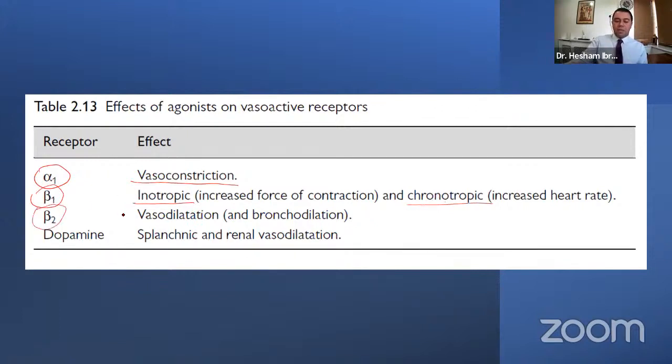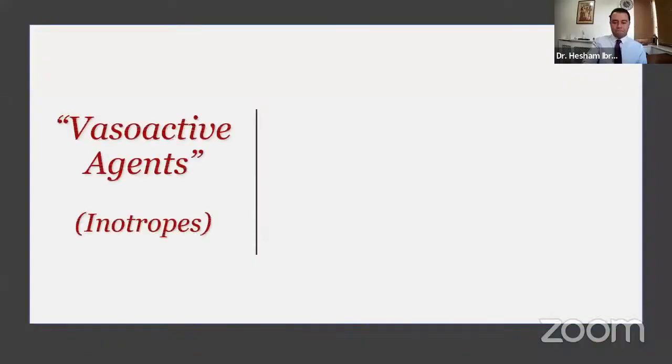Beta-2 receptors, they are in the vessels, and drugs acting on them will cause vasodilatation and bronchodilation. And lastly, the dopamine receptors in the renal vessels, and drugs acting on them will result in splanchnic and renal vasodilatation. So these are the important receptors that we'll need to be aware of to understand the different actions of vasoactive drugs. So let's talk about the inotropes.